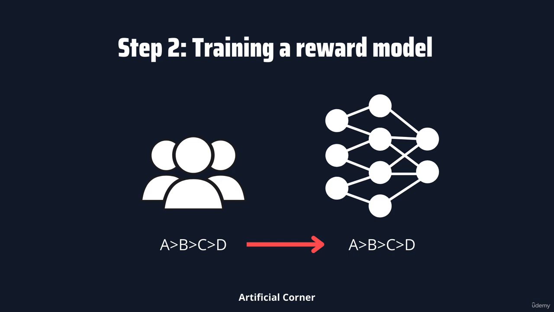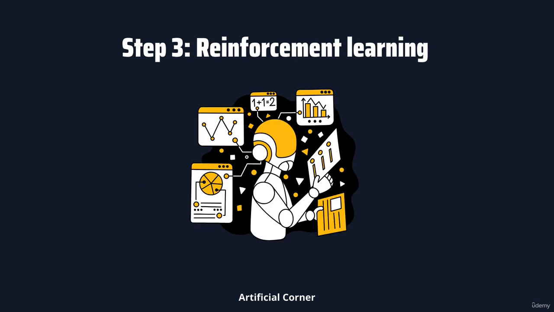Now, it's impossible for the human contractors to rank all the outputs of all the possible prompts a user can come up with. So, how is ChatGPT able to answer almost all the queries that we give it? That leads us to the next step. And this is step 3, and it is reinforcement learning.